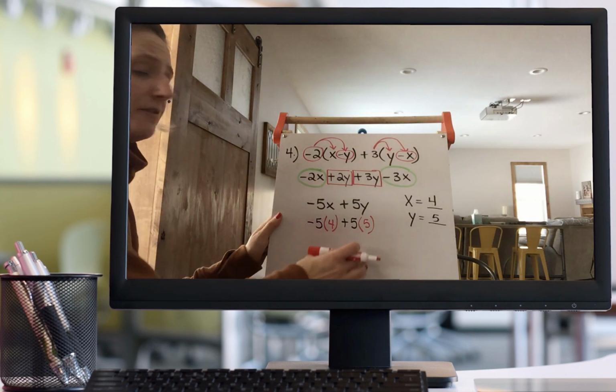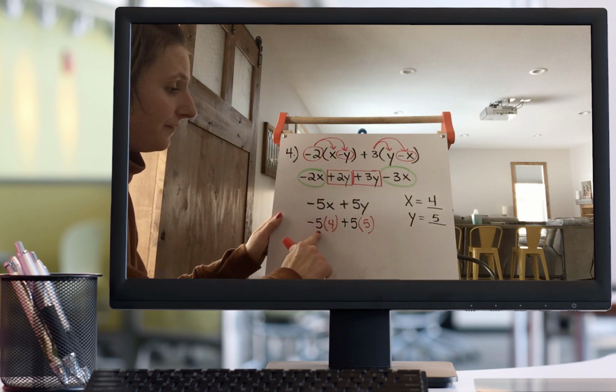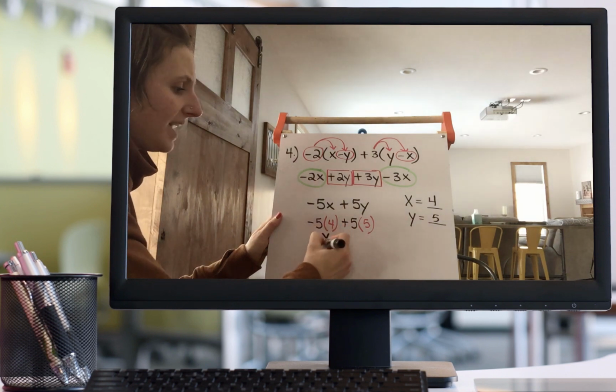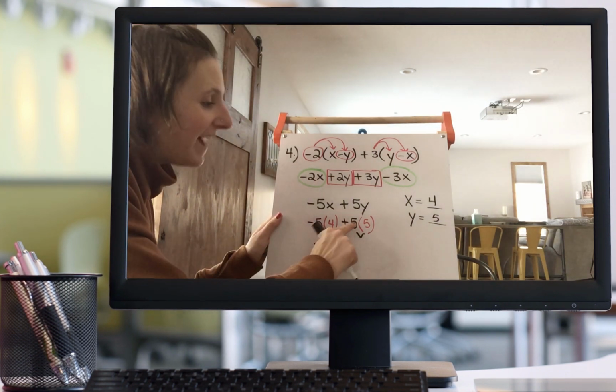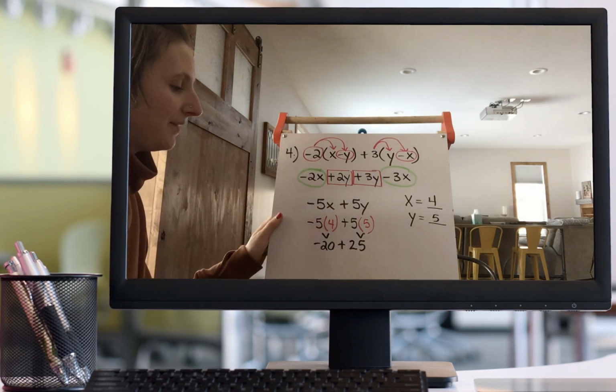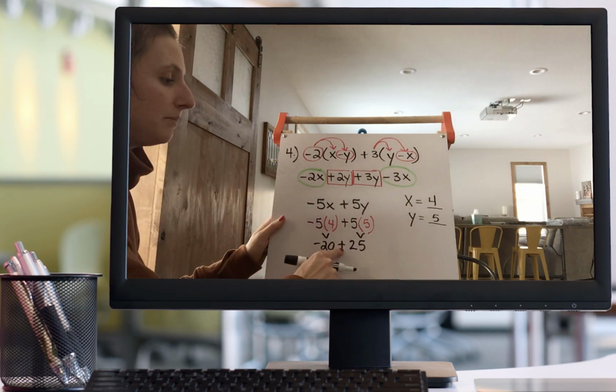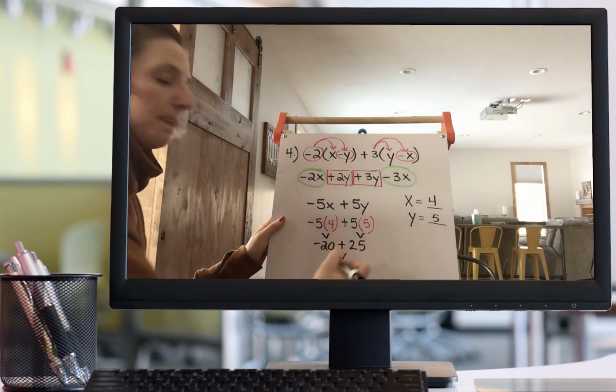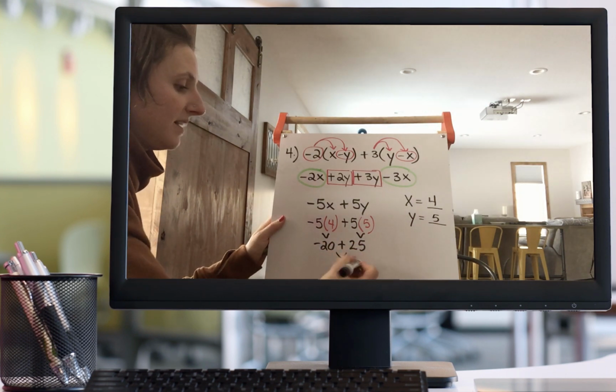Now we are ready to simplify even further. -5 times 4, that's going to give me a -20. 5 times 5 is going to give me 25, positive 25. So -20 plus 25, my final sum is going to be 5.